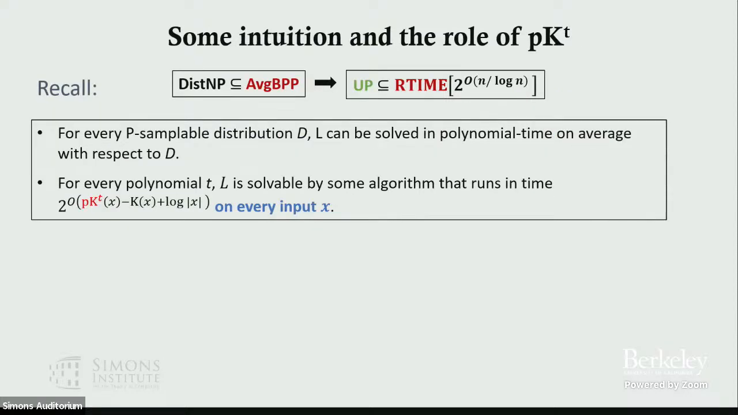And let me just tell you a little bit in a few minutes about the role of PKT in this proof. If you think about the previous equivalence, we had the relation between average case easiness and worst case easiness. And we had this quantity in the exponent, PKT minus something. So if you want to get, instead of 2 to the n, less than that, then you want to find ways of bounding the PKT complexity of strings. Okay, so the game changes to how can I upper bound the PKT complexity of strings?